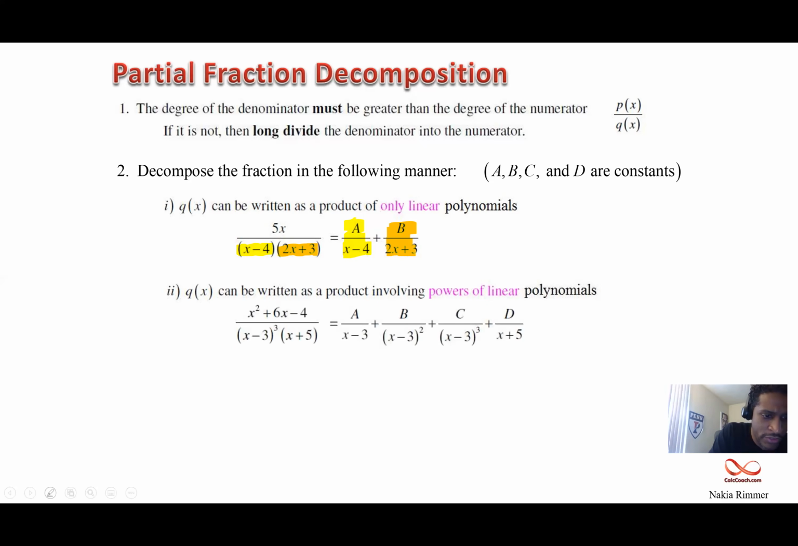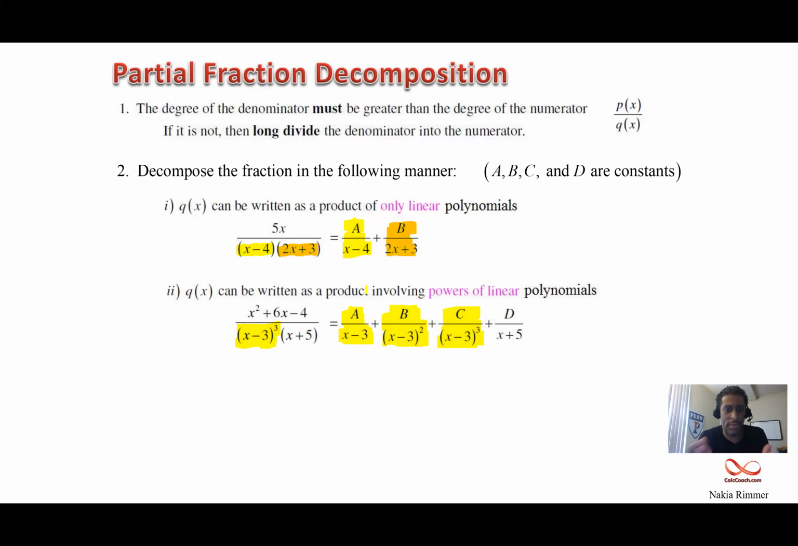Now, what if there are linear factors that are raised to powers? Here's an example of one of those. We have x minus 3 squared. Oh, no, sorry, cubed. X minus 3 is cubed. The decomposition just changes drastically. You see, you don't just get a fraction for x minus 3 cubed. No, you actually need a fraction for every power that's underneath that as well. So we're going to need a fraction for the square. We're going to need a fraction for the term to the first power.